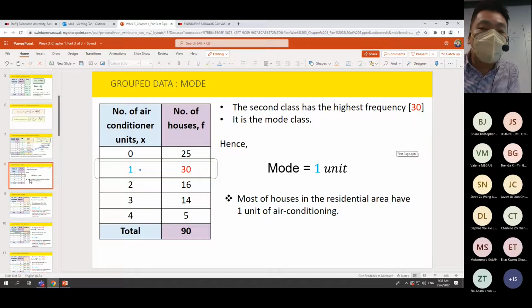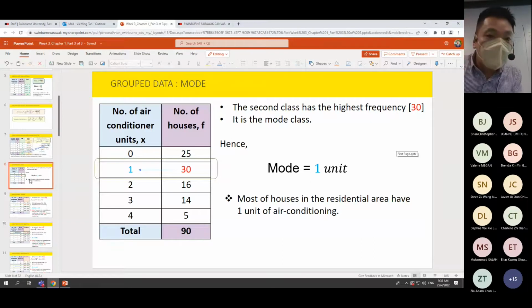Okay, I repeat. In order to get the mod value for the group data, the first step is to identify which class has the highest frequency. The answer is this one, right? So this whole class is the mod class, and the answer is equal to 1. That means most of the households in the KL residential area have 1 aircon at home. That's the meaning. So far, okay?